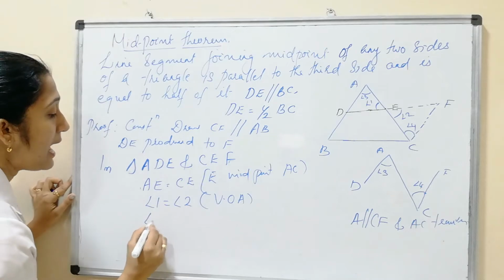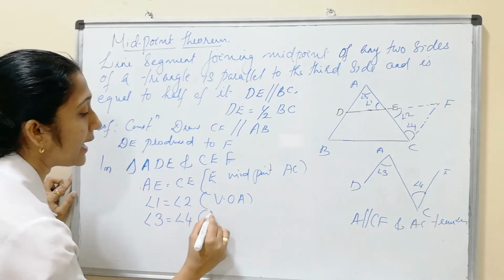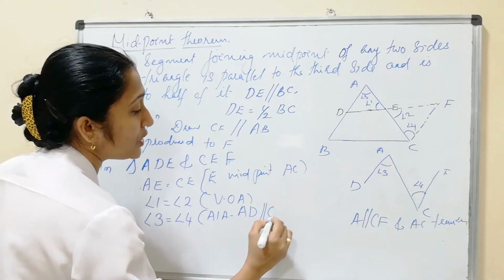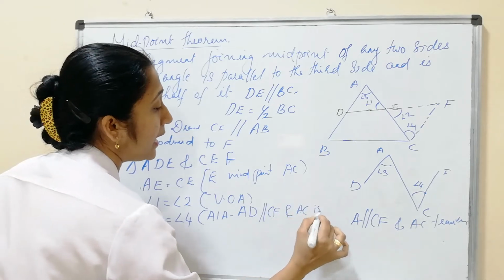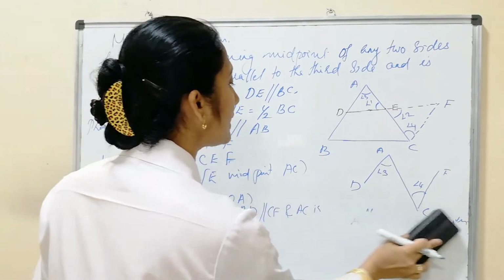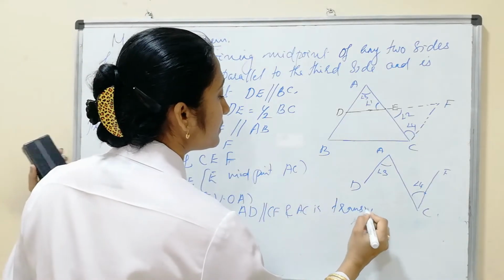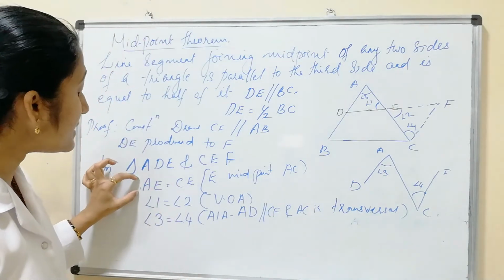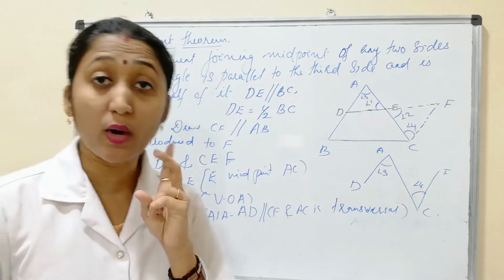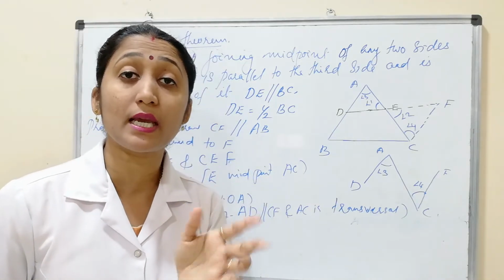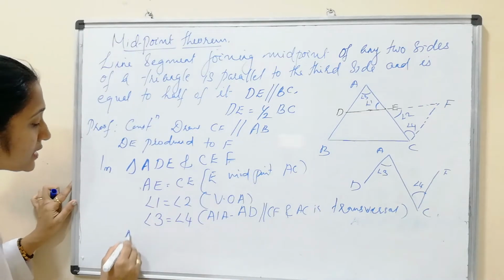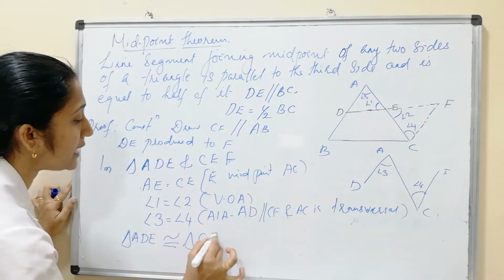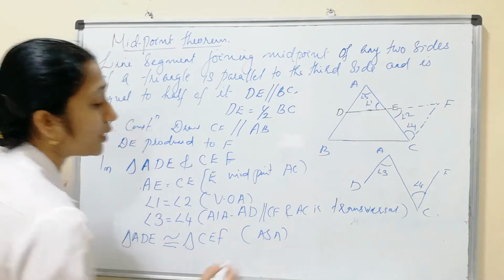So we can write angle 3 equal to angle 4. That is AIA, alternate interior angles. Why? AD is parallel to CF and AC is the transversal. Okay, so now we conclude one side and two angles. What is the congruency? ASA. So we can write triangle ADE is congruent to triangle CEF by ASA congruency.